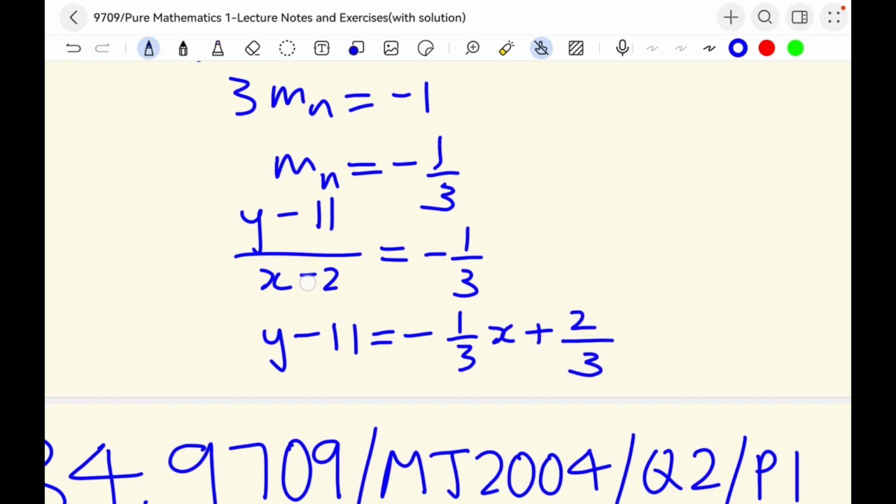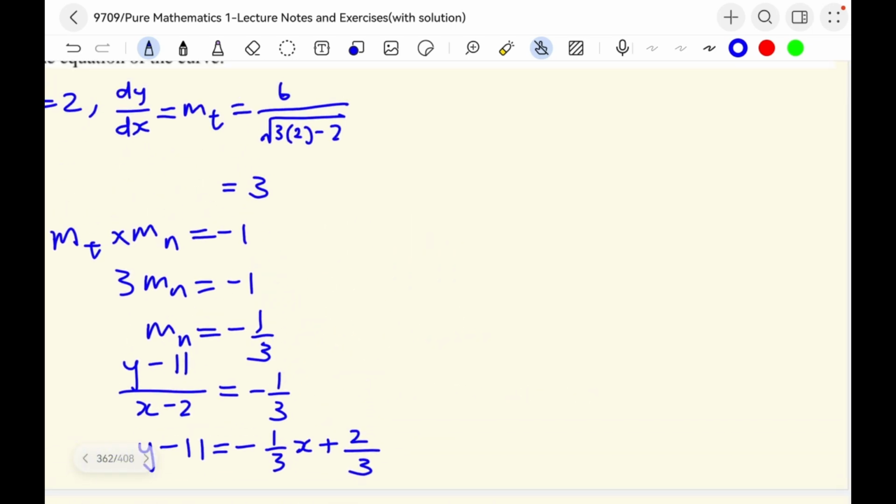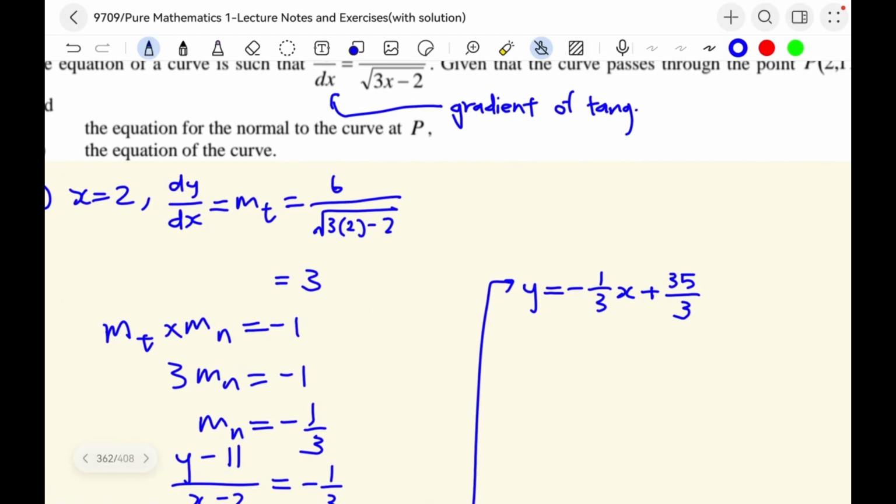Okay, now simplify it. You will get y equals -1/3 x plus 35/5. So this is the equation of the normal to the curve at point P. That's one of the final answers.